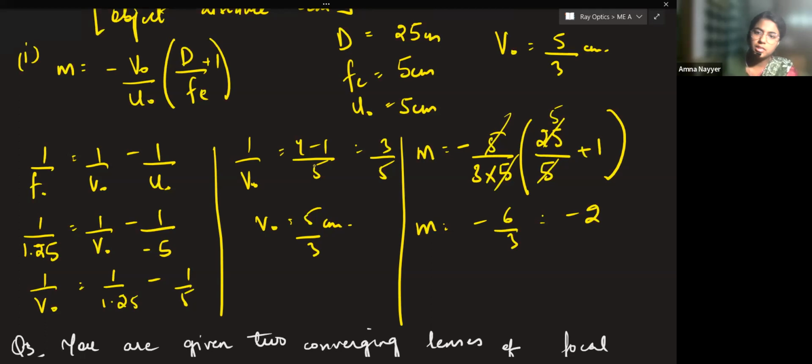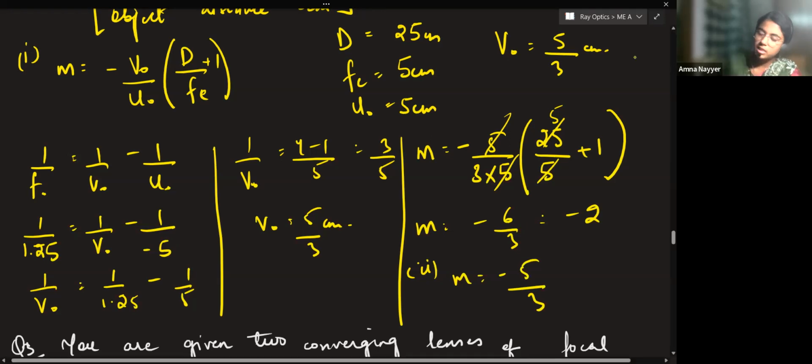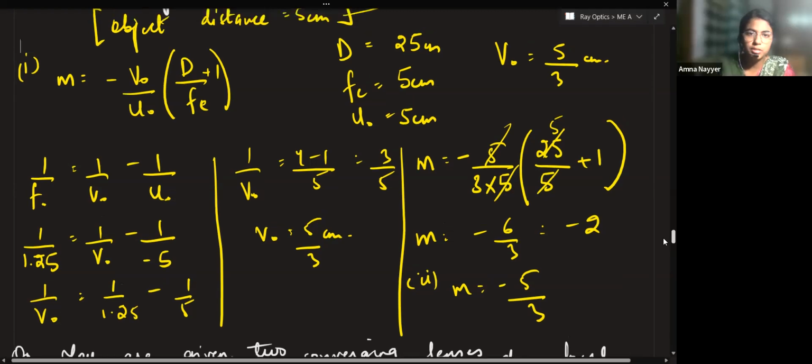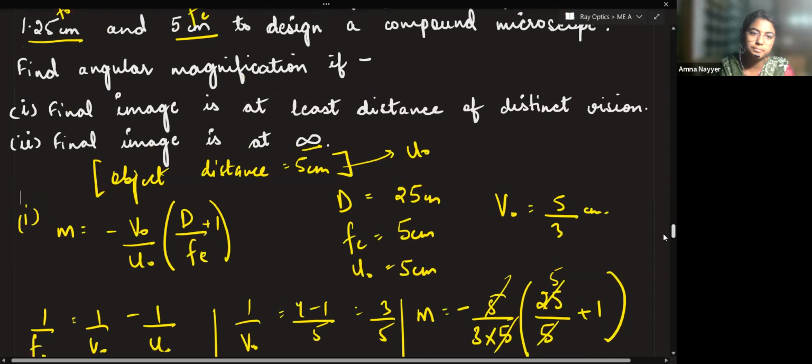Correct. If it is for the second part, I think just 1 will not be here. So that will be minus 5 by 3. All right, just note it down. Check the calculations as I've done it orally, so there might be some error. Let me know if there is any error. Write down this question, then we'll start a new topic.